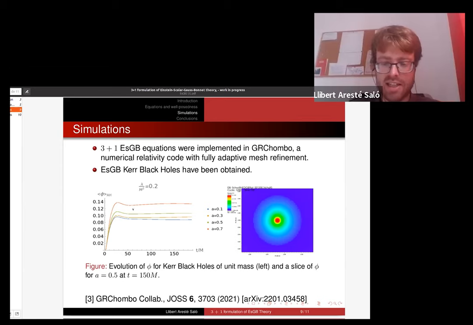So here on the left we can see the evolution of the scalar field for different values of the Kerr spin. This is still a provisional result. We see that for the high value of the spin parameter, there still needs to be some readjustment of the damping terms that damp the constraints. And here on the right we can see a slice at a given time of the scalar field, showing what a hairy black hole looks like in Einstein-scalar-Gauss-Bonnet.